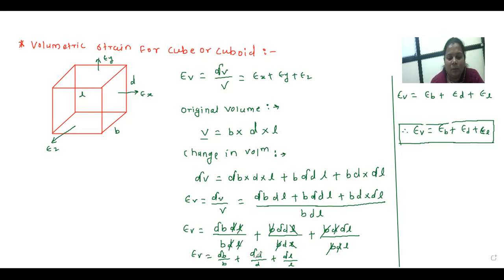del B upon B plus del D upon D plus del L upon L. So del B upon B means strain along width, strain along depth, and strain along length. So this is the equation for finding out volumetric strain in cube. Please write down fast. Then we will take second example. Write fast and let me know after your writing is over. So we will continue.